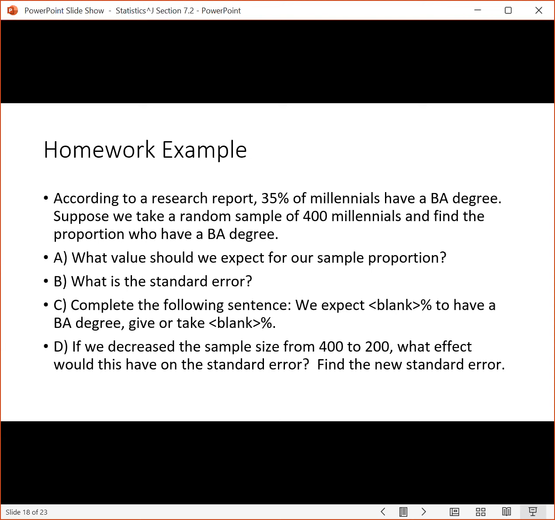So let's look at a homework example that's related to this. According to a research report, 35% of millennials have a bachelor's degree. Suppose we take a random sample of 400 millennials and find the proportion who have a bachelor's degree. They want us to answer 4 questions. What value should we expect for our sample proportion? What should we get for the standard error? Complete this sentence: we expect blank percentage to have a BA degree, give or take blank. And if we decrease the sample size from 400 to 200, what effect would this have on the standard error? Find the new standard error.